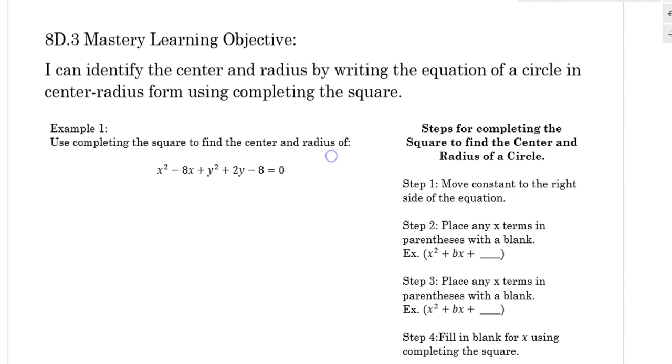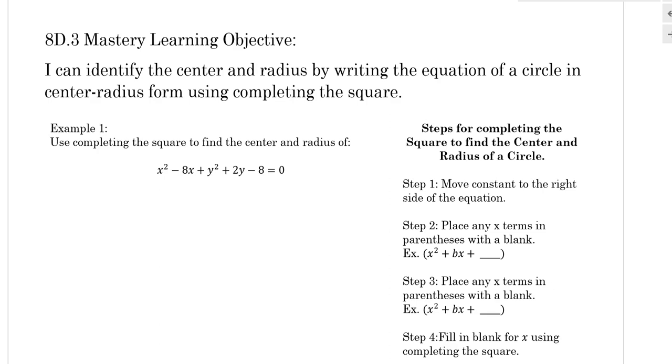All right, we are now looking at 8D.3. I can identify the center and radius by writing the equation of a circle in center-radius form using completing the square. Okay, so again, same master learning objectives, still doing pretty much the same thing. Now we're just adding one more piece to it.